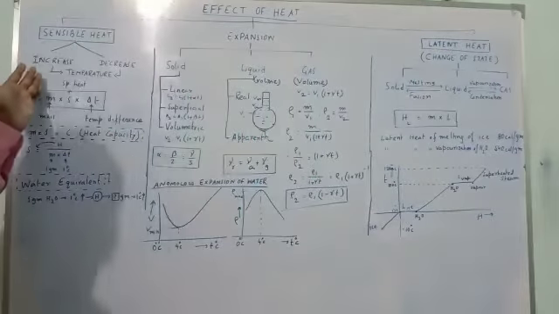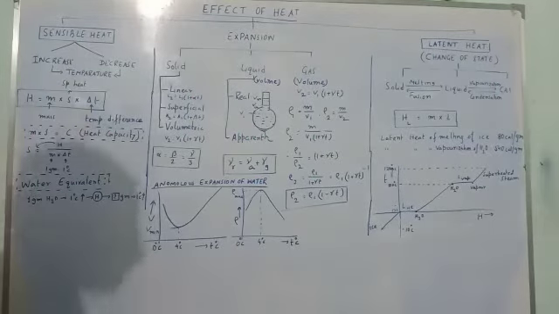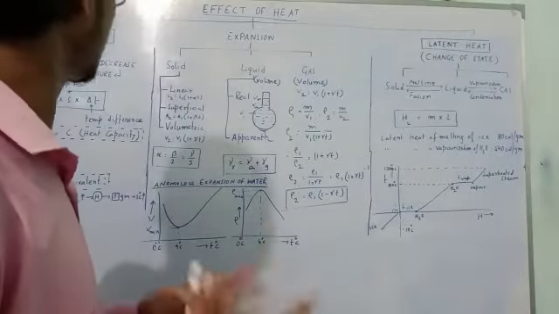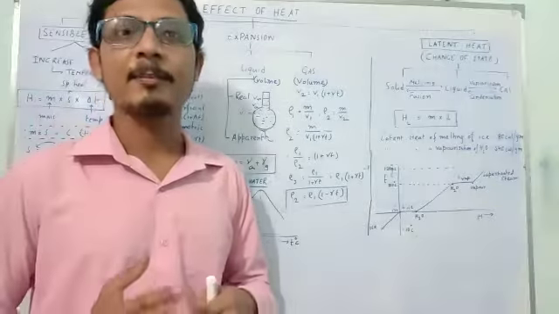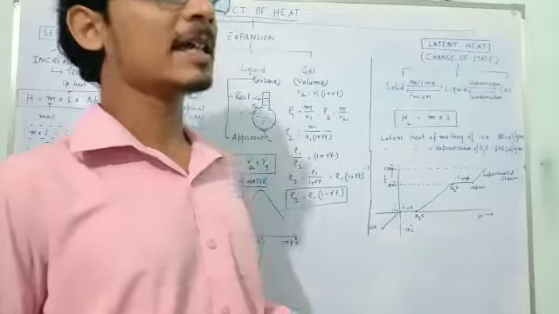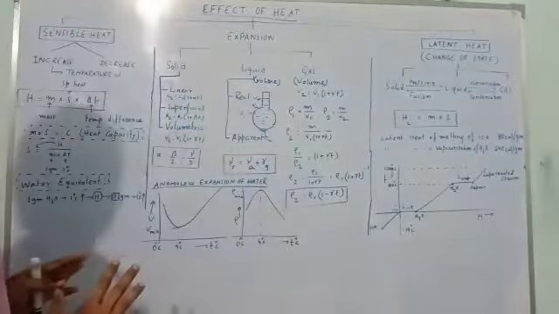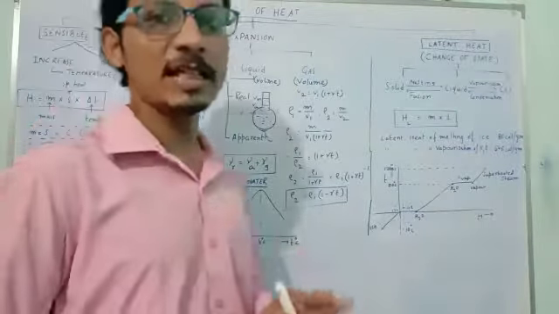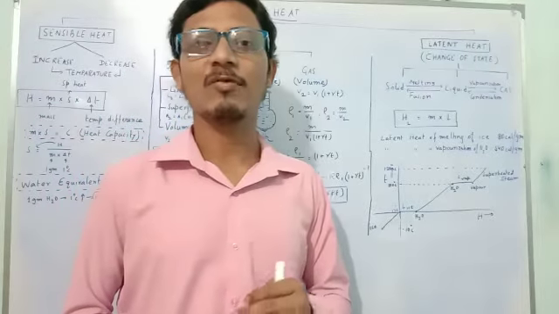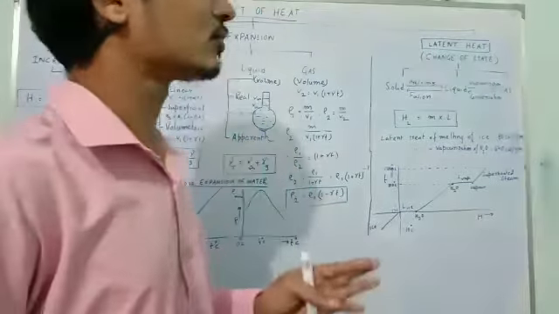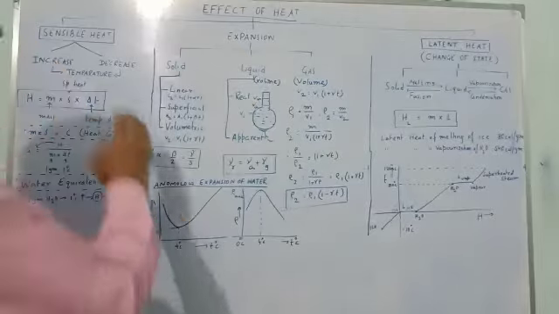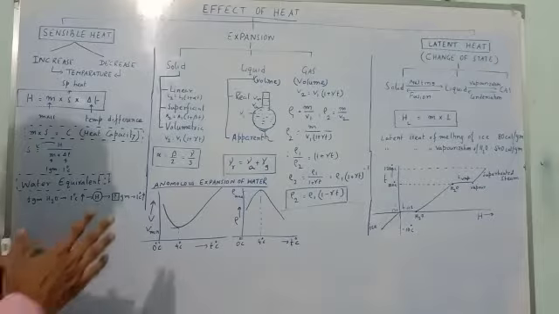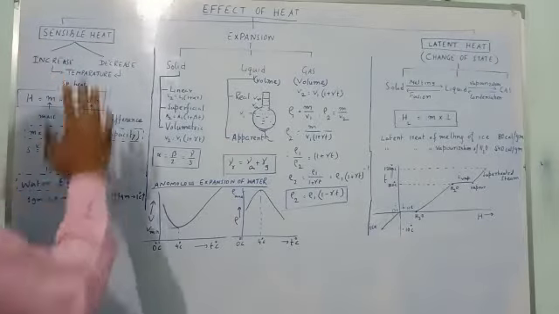Number one effect is increase or decrease of temperature. If an object is heated, its temperature may increase, or if some heat is extracted from the object, its temperature decreases, so that we can feel the excess amount of heat on the object. We can sense that quantity of heat. This type of heat is called sensible heat.